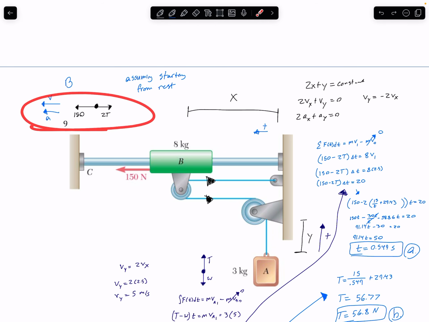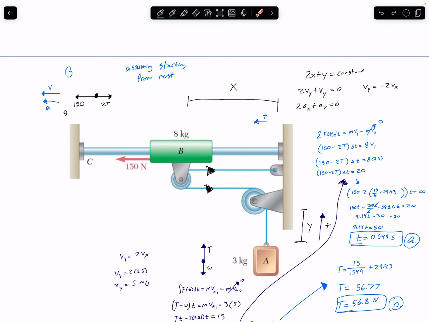So, free body diagram of B: we know that the acceleration is going in that way, the velocity is going in that way, and the force acting on it is 150 newtons. Then we have two tensions pulling back because we have one cable wrapped around, which means the tension is the same on both, but those are pulling it that way. And then we have a reference point X, which we define positive that way, and Y positive that way, with our geometric constraints.